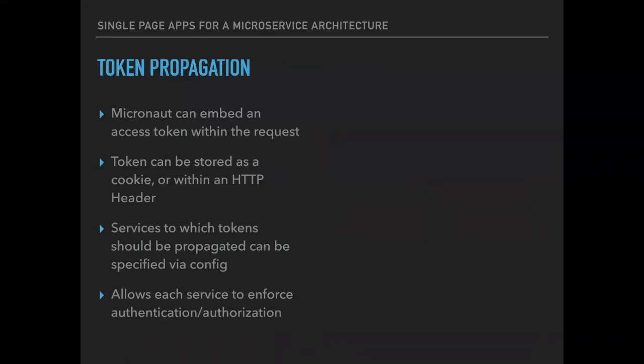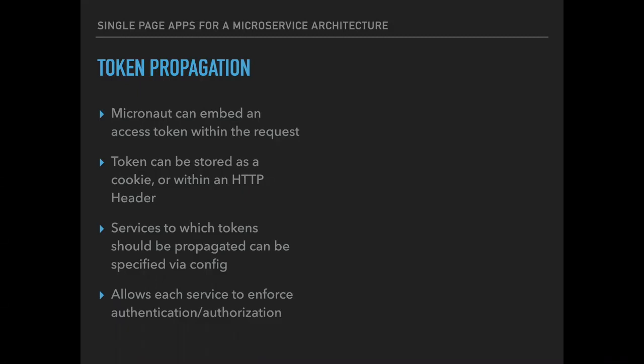Okay, we're going to talk really quickly about token propagation, and then we're going to jump back to the demo. So token propagation means that, so we give back an access token, right? Whether it was through OAuth or whether it was through JWT authentication within Micronaut. And now we need to pass that token along with our requests to retrieve our data, for example. And it may be the case that we have to go through multiple services to get the data we actually need. So token propagation basically means that Micronaut can embed that token in the request, either as a cookie or within an HTTP header, which is, I think, more common.